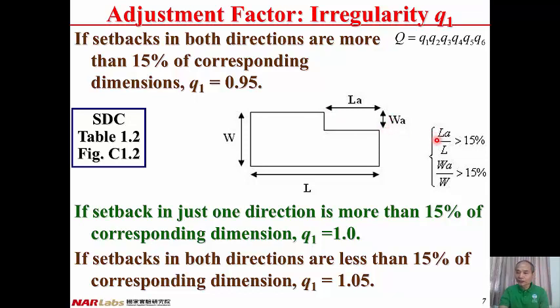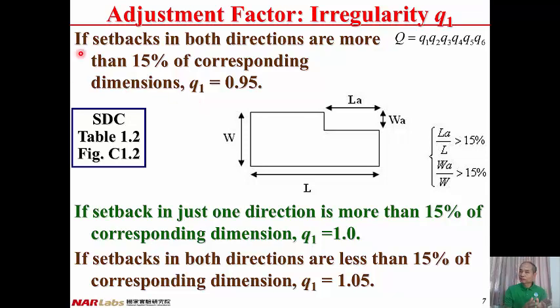If LA divided by L is larger than 15% and WA divided by W is larger than 15%, then the building is quite irregular and in the shape of an L. Therefore, we have Q1 equal to 0.95. Therefore, the basic seismic performance is reduced to 0.95.